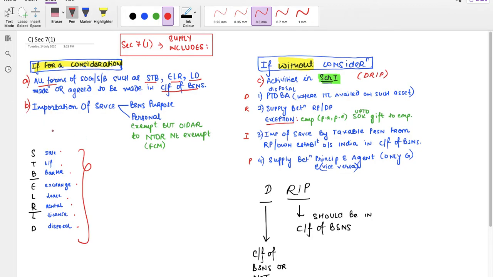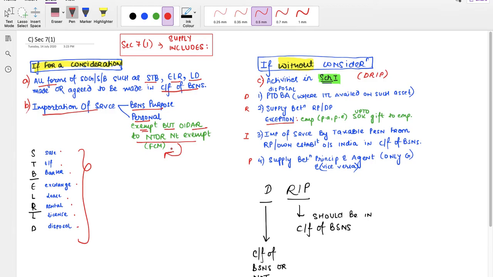Next is 7.1b, which is about importation of service. If it is for business purpose, then it is a supply. If it is for personal purpose, it is exempt, but OIDAR to NTOR is not exempt, and here FCM, forward charge mechanism, is applicable.